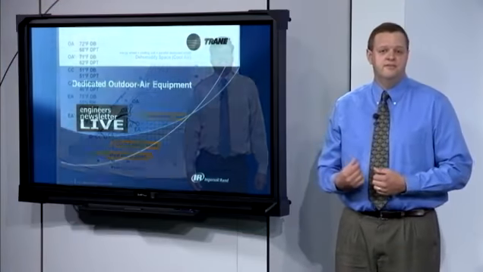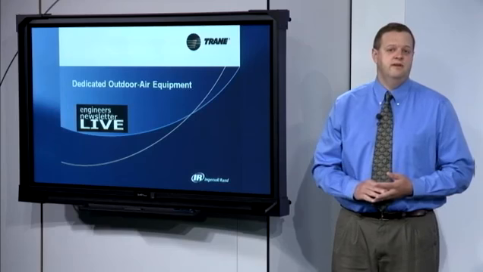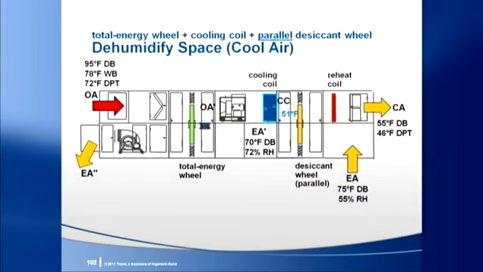A concern with this arrangement is that the downstream desiccant wheel in the parallel arrangement depends on exhaust air getting back to the unit to regenerate the desiccant wheel. If there is minimal exhaust flow, maybe less than 80% of the outdoor airflow coming in, then the performance of this parallel desiccant wheel will drop off greatly, and you may not get the dehumidification you desire.